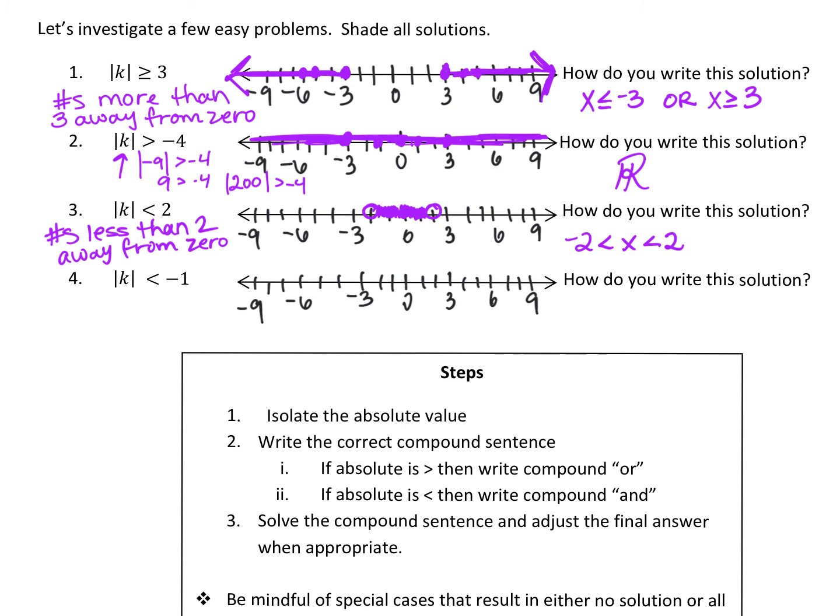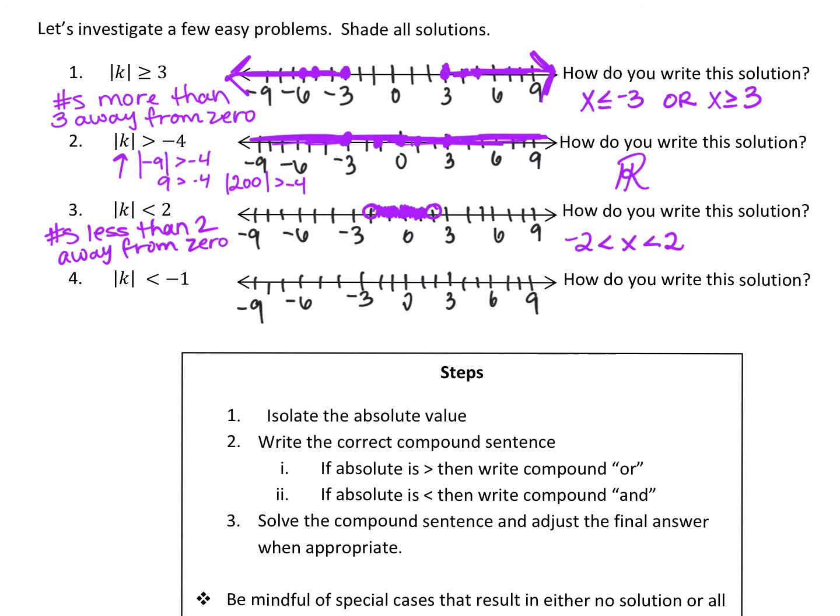It means 2 is greater than x, and x is greater than -2, right? Our 2 is bigger than all the x's, and our -2 is smaller than all the x's. So it's between -2 and 2. Okay? It's inclusive when they're closed circles. It's exclusive when they're open circles. So it doesn't include the endpoints.